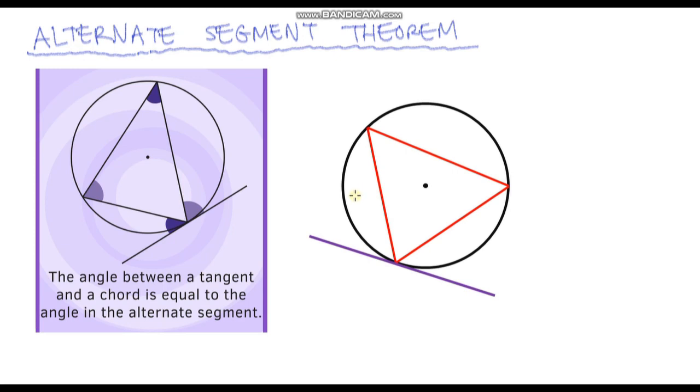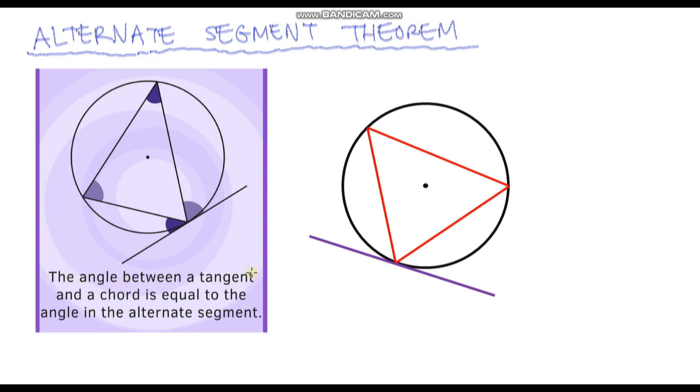Okay, this is the last circle theorem that we're going to look at in this video, and it is called the alternate segment theorem. So it states that the angle between a tangent and a chord is equal to the angle in the alternate segment. Now there's a lot going on there. It sounds quite complicated, so let me just run through it quite slowly.